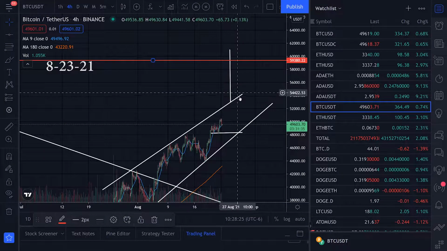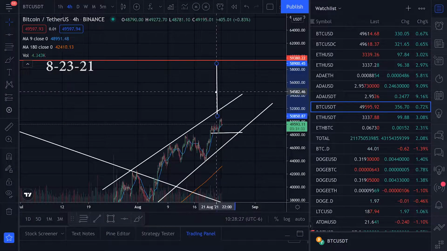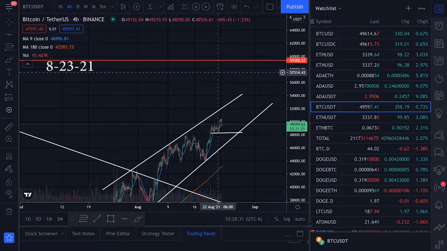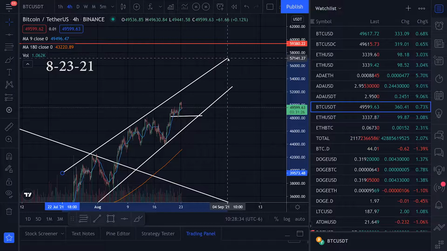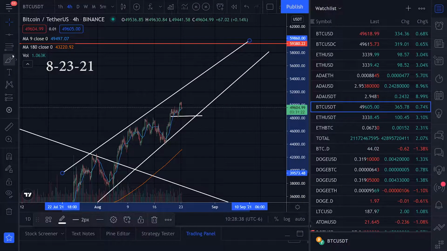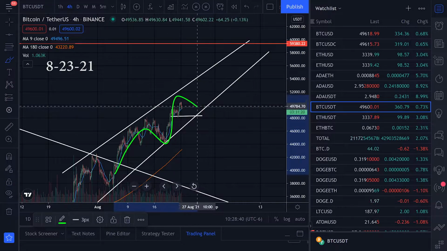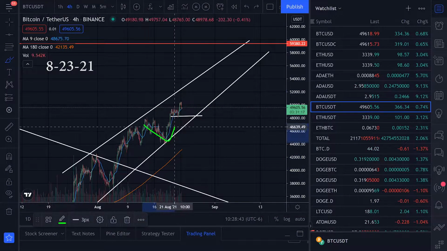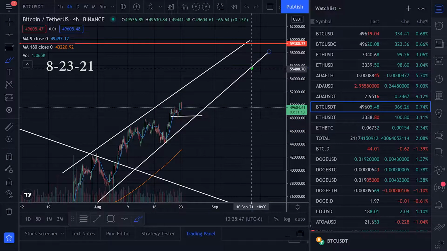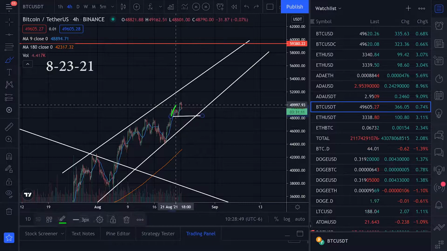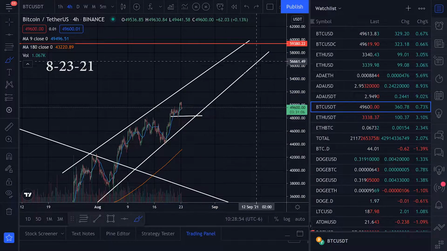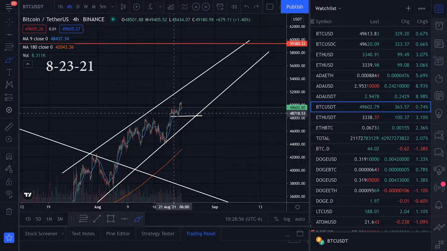So if we break out of this, or even if we don't break out of it, we're still in an uptrend. It's possible we just slowly creep up to that level and then we get a correction. I mean, this is still good, going up and down in this little channel right here. So until we break this bottom trend line, I'm not really too worried. It's actually very bullish, I think. So we're in bullish mode until we break this trend line to the downside.